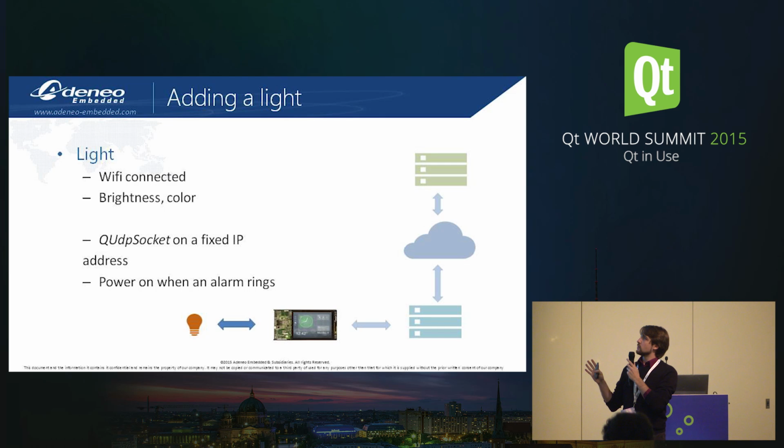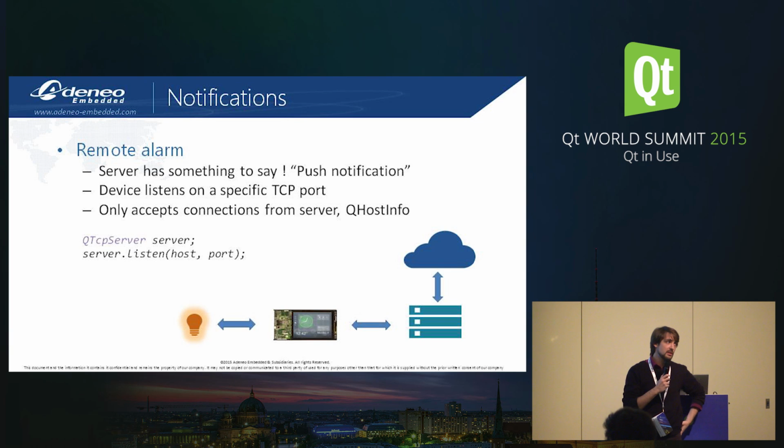Now, this thing is a bit too simple, so we'll start to make it a bit more complex. One example is a remote alarm. What happens if remotely you want to make the alarm ring or make the light shine? So in that case, that's the server that has something to say. And one simple way to achieve that is to listen on some port on your device, and the server will use that port to connect and to send you a message saying, okay, light that light now. Light that light. Yeah.